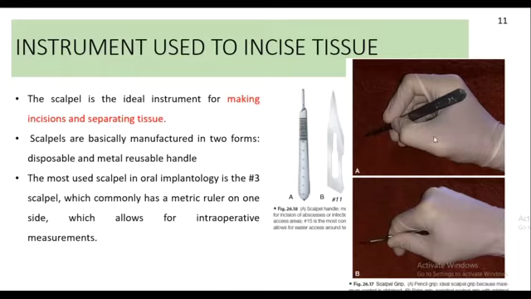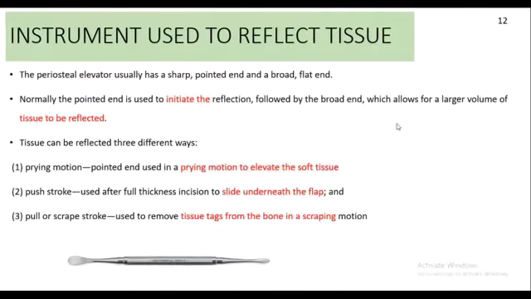The ones that we usually use in implant surgery are number 15 and 15C. It is either used in a pencil grasp or a palm grasp. It can be used in both grasps. We usually prefer this pencil type of grasp. Coming to an instrument which is used to reflect the tissue.